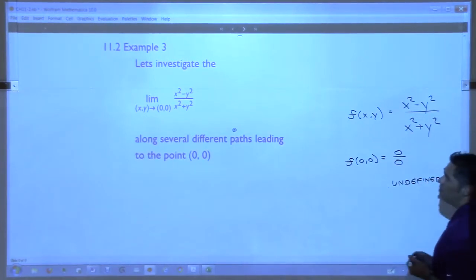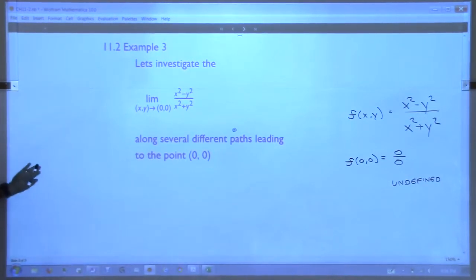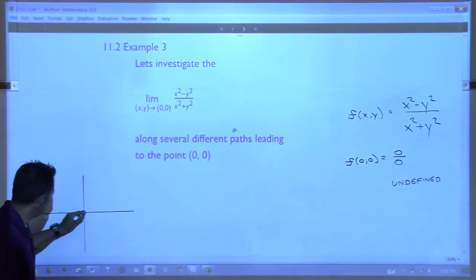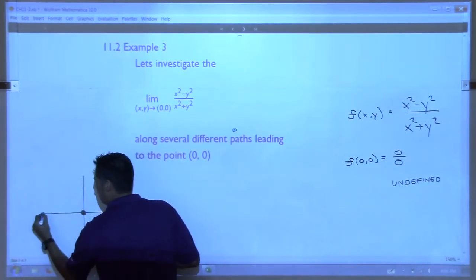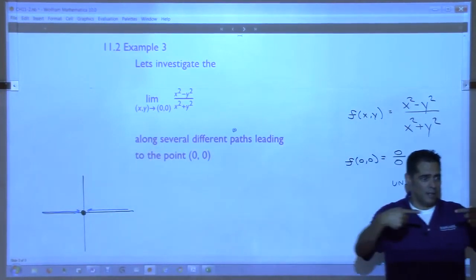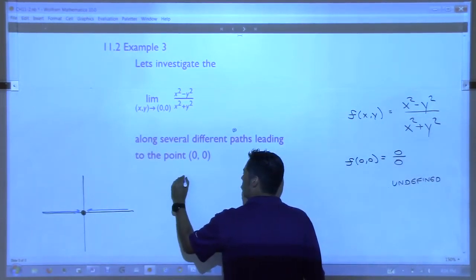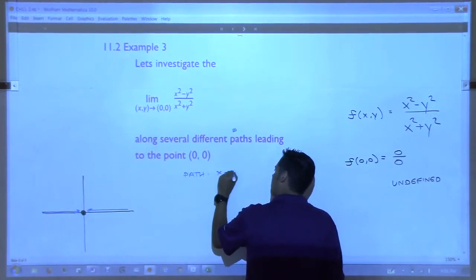So what we need to do now is take the limit as (x, y) approaches (0, 0). So we need to somehow choose a path that heads towards (0, 0). Here I'm going to draw the domain over here. We are trying to head towards this point right here, and we're just going to pick a path. So how about this? Let's head to (0, 0) along the x-axis. Okay? So we're going to come in like this and see what happens.